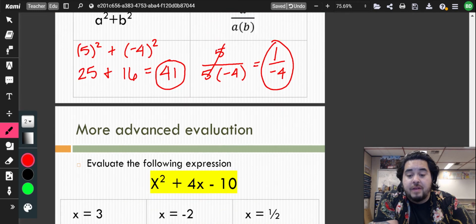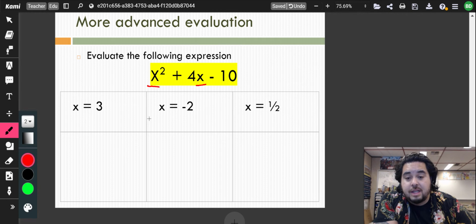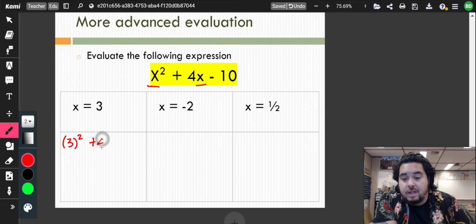Here we are going to be evaluating a quadratic. So we have an x squared plus 4x minus 10. That means that we have two x's that we're replacing. And we're going to replace that x with three different values. So our first example, x is going to be replaced with the value of 3. So I'm going to rewrite my expression. I have 3 squared plus 4 instead of x. Again, I'm multiplying by 3, same value. And then I'm going to take away 10 from all of that.